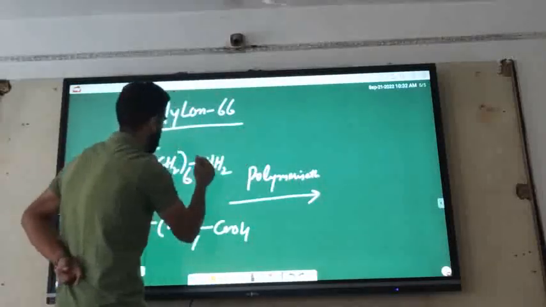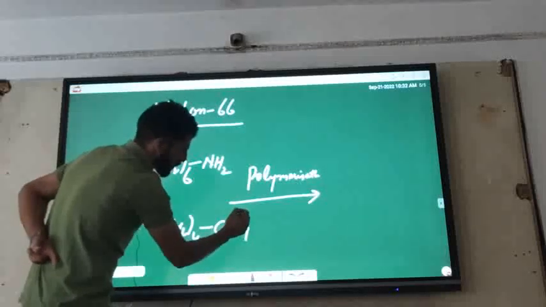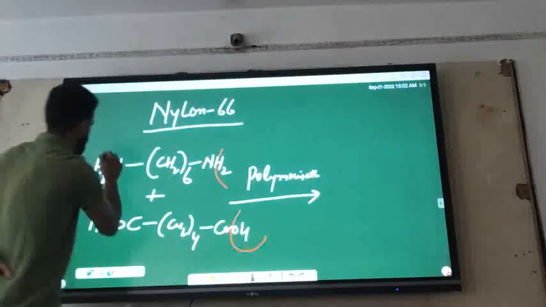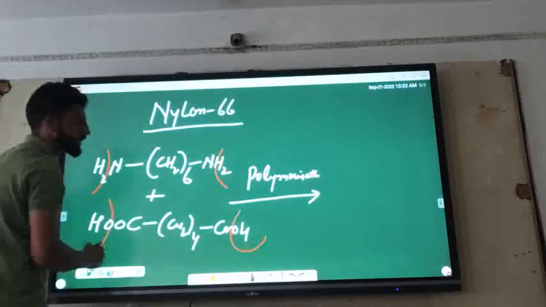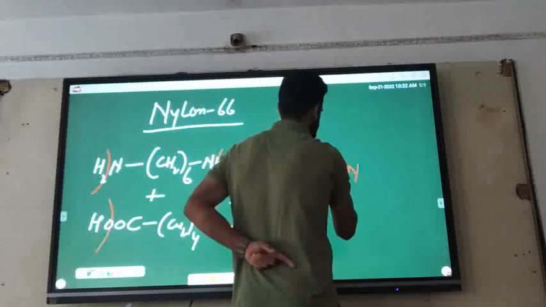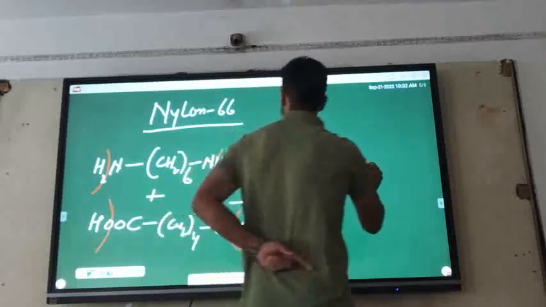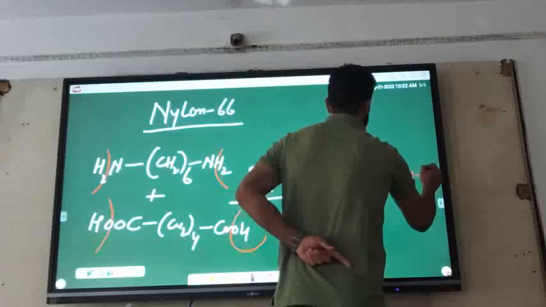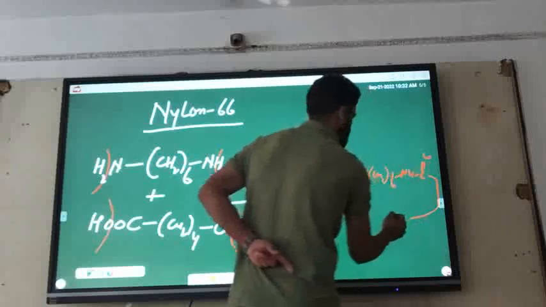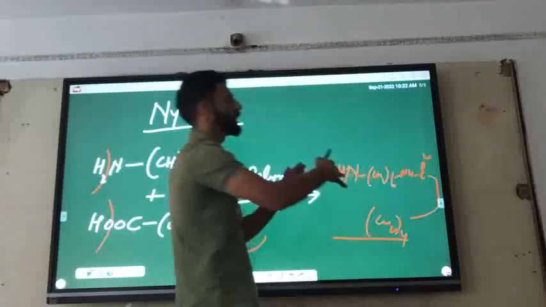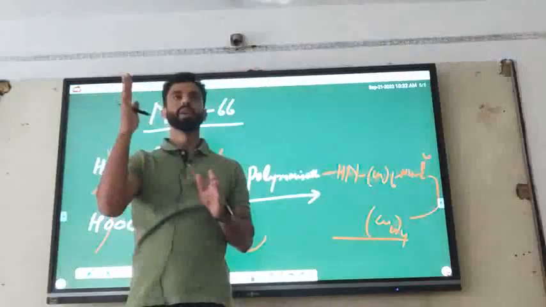We can say that here OH will be removed and here one H will be removed. Similarly here it forms a large chain and OH will be removed. It is like this: NH, continuously joining with another molecule, and we have (CH2)6, NHCO. Similarly it is continuously joining with another molecule, (CH2)6, and it is a long chain. We call it nylon 66.